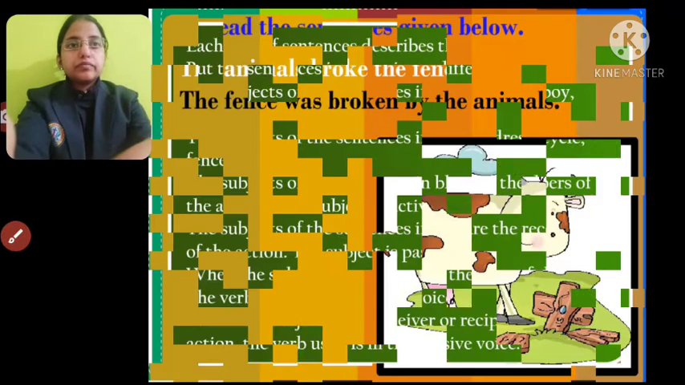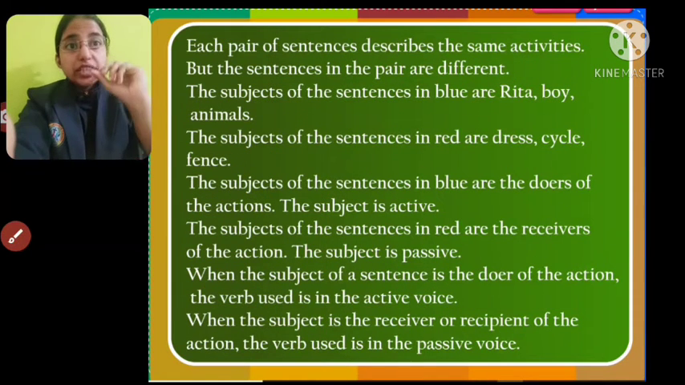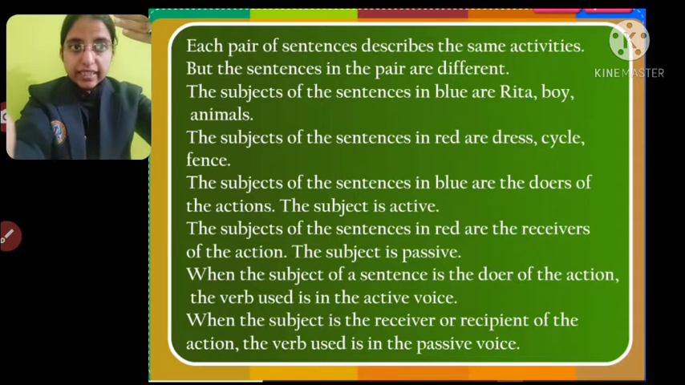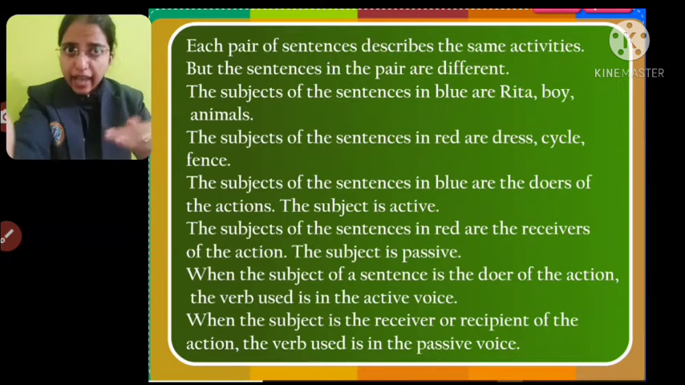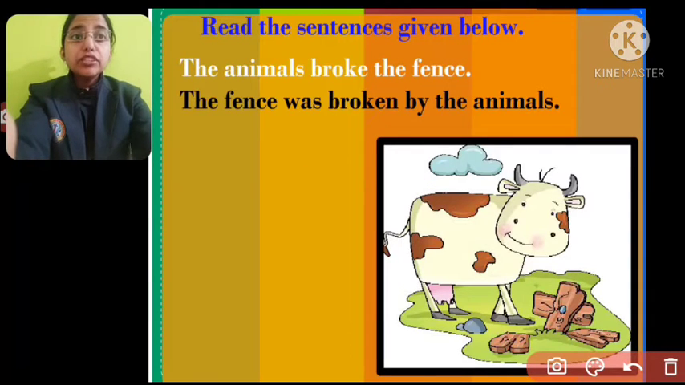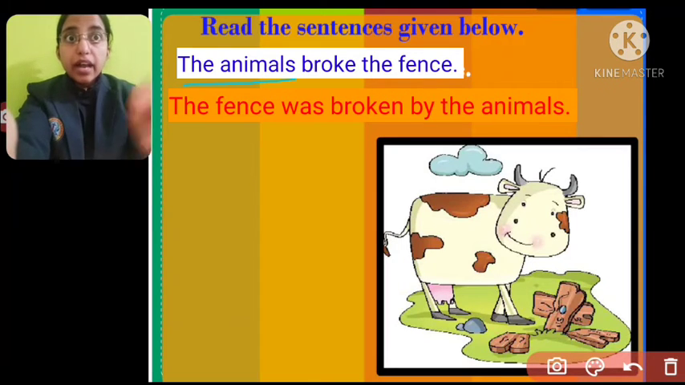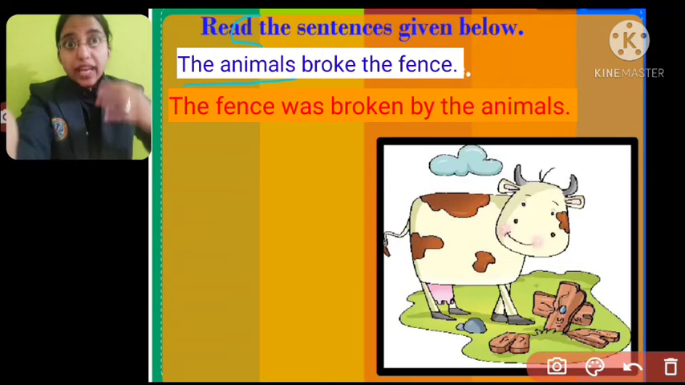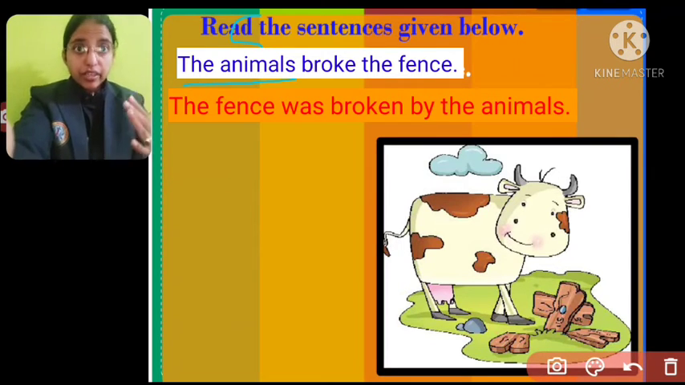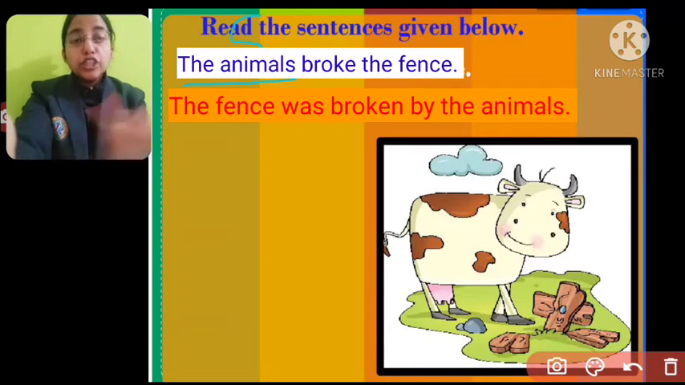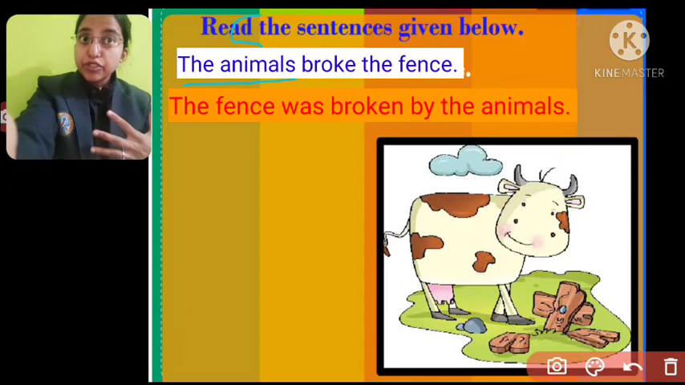Now, the subjects of the sentences in blue, or the first sentences, are Rita, boy and animals. Let's see. See children, here: the animals broke the fence. Here, the animals is my subject. Why is it my subject? Because the animals are performing the action, right? The animals broke. What is broke? Broke is the verb.